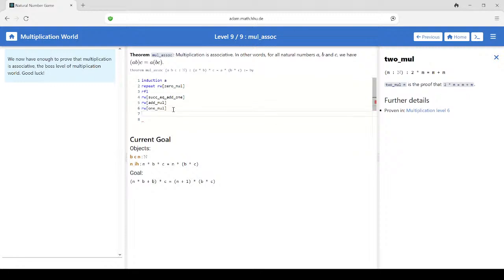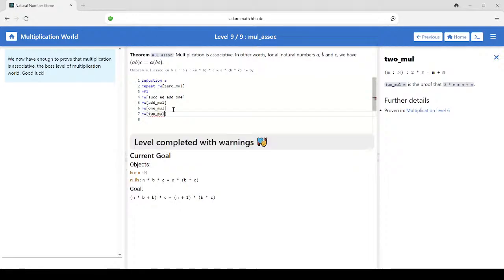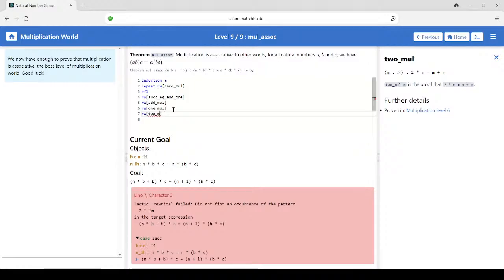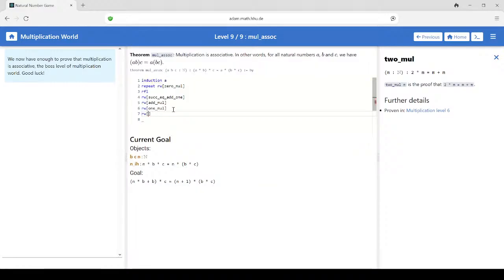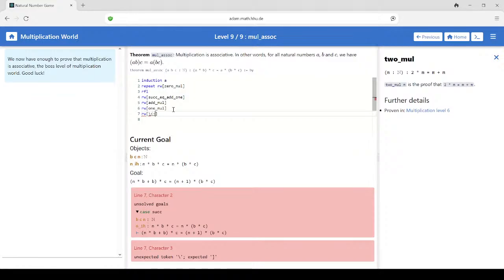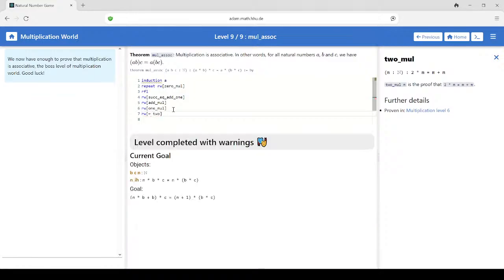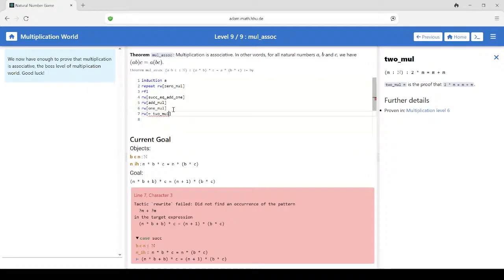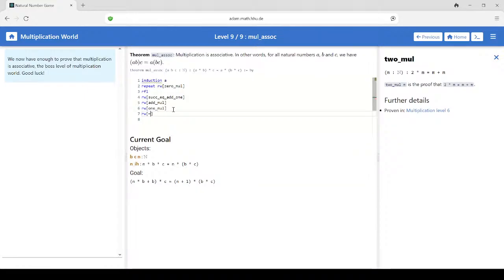We could. No, that doesn't do anything. N times b plus b.